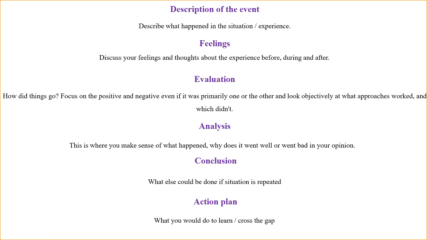This template is built directly on Gibbs reflective cycle, and it gives a structured way to guide reflection. The 6 stages are: 1. Description, what happened. 2. Feelings, what emotions and reactions were involved. 3. Evaluation, what was positive and what was negative. 4. Analysis, why things happened as they did. 5. Conclusion, what else could have been done. And 6. An action plan, how you will act in the future. By following this structure, reflection becomes systematic and truly useful for improving future performance.